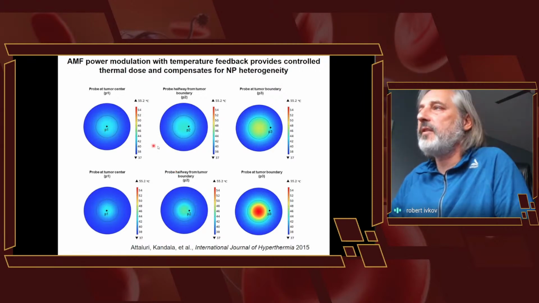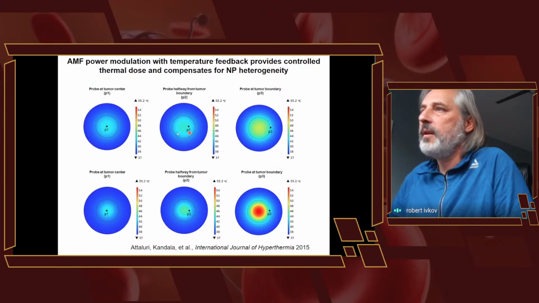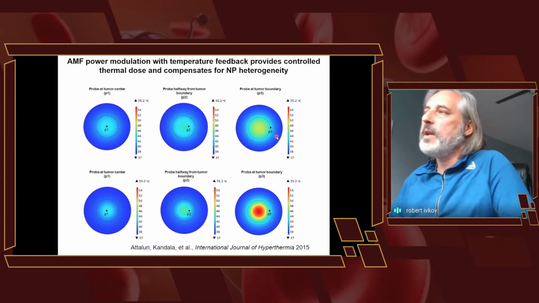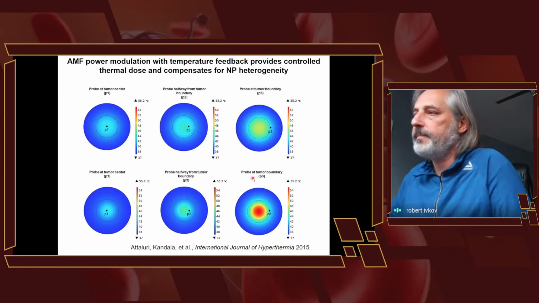And so this exercise is a series of simulations where we ask, where is the ideal placement of the temperature probe? Is it at the center? Is it intermediate, halfway between the center and the tumor tissue boundary, or do we place it at the tumor tissue boundary? And then we have some criteria for the heating where we adjust the power to achieve or to maintain some target temperature at that probe location.